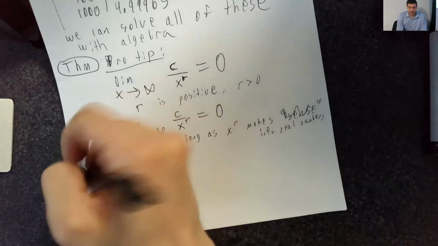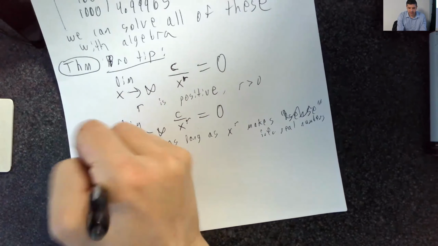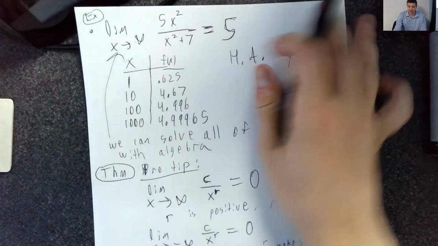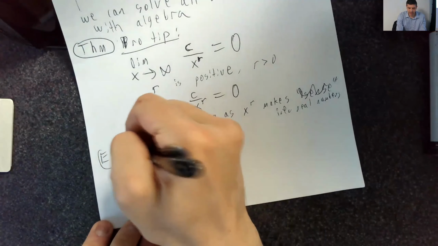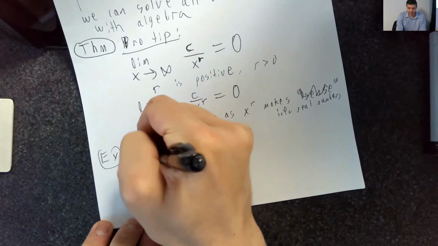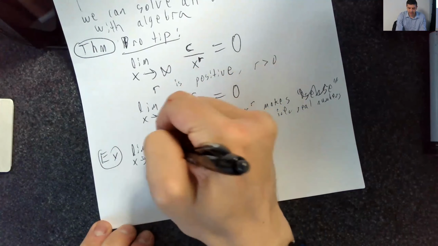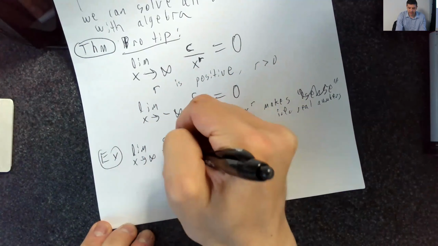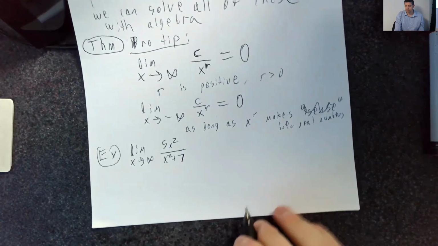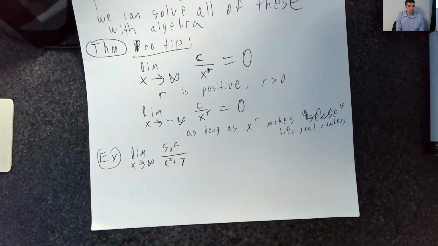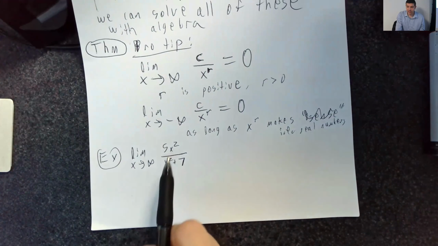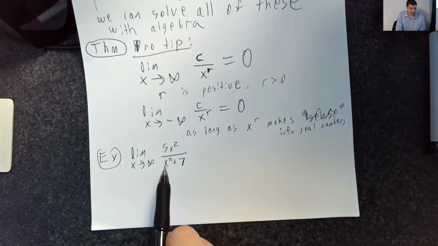Okay, so how are we going to use that? Let's go back to this problem: the limit as x goes to infinity of 5x squared divided by x squared plus 7. What's really going to dominate is the x squared in the numerator and the x squared in the denominator. Those are the biggest degrees.